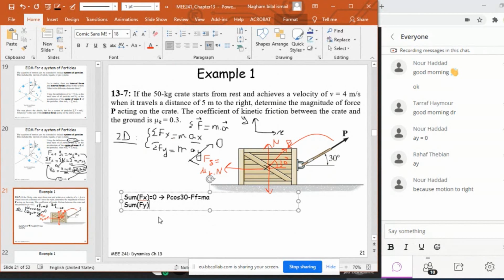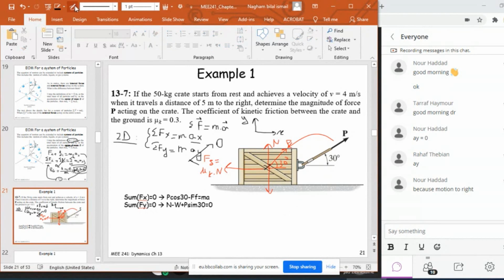And then the sum of Fy is equal to 0, and this will give me N minus the weight plus P sine 30 is equal to 0. What do you think, guys? How many unknowns do I have here? What are the unknowns in these two equations?